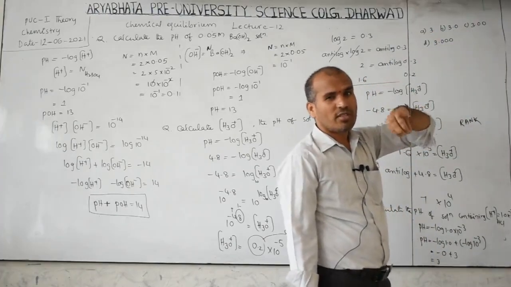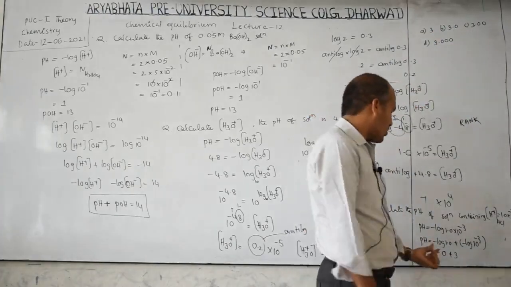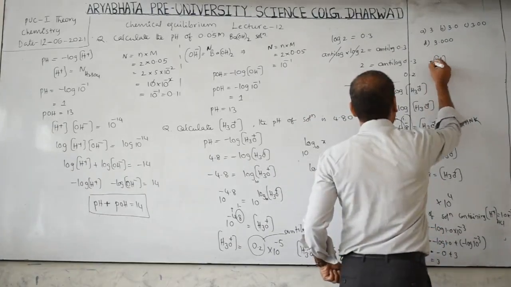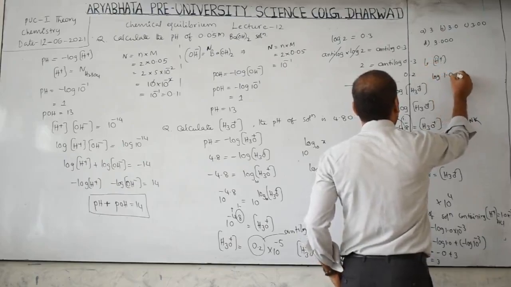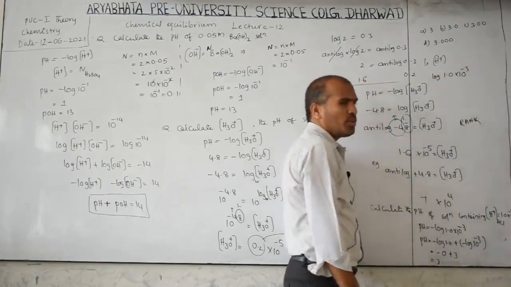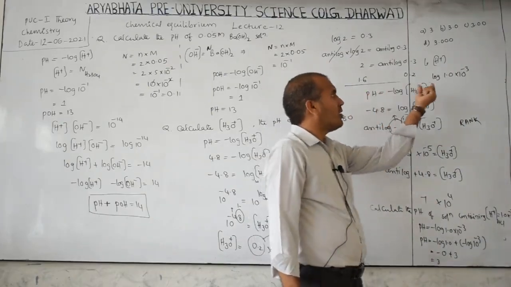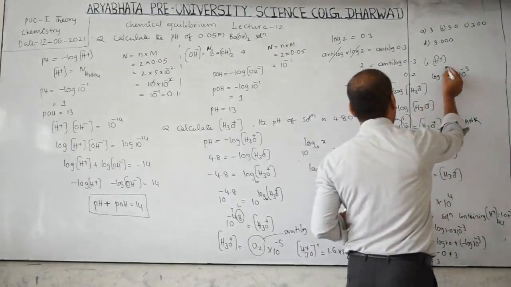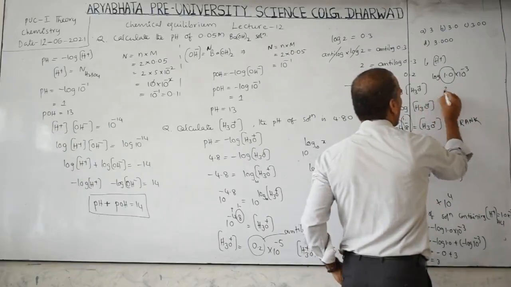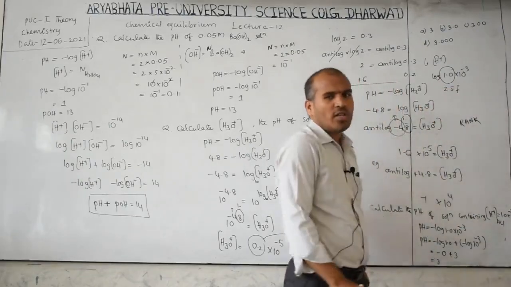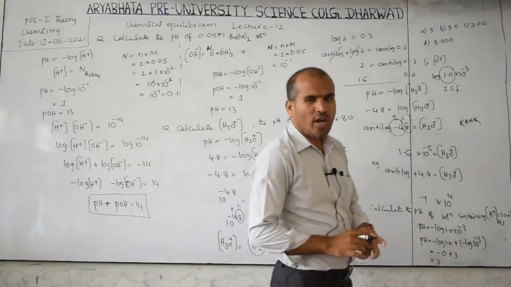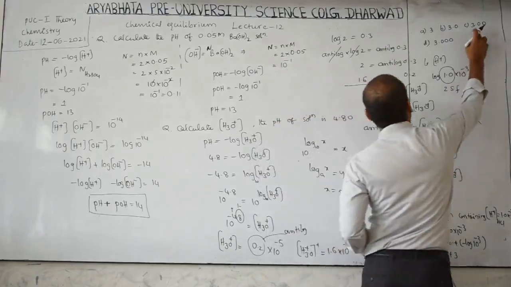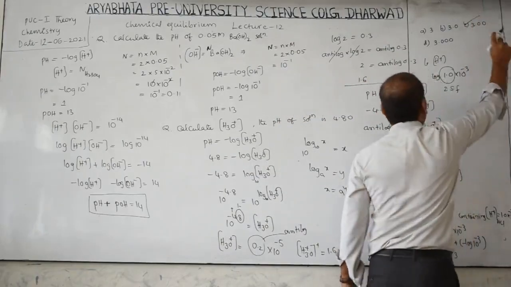But if you apply significant figures, then you will get the answer. In this, the given H plus ion concentration is 1.0 into 10 power minus 3. You know that in scientific notation, all the digits are significant. So how many significant figures are there? Two significant figures. So in the answer also we have to represent two significant figures after the decimal point. Therefore, two significant figures after the decimal point is the correct answer.